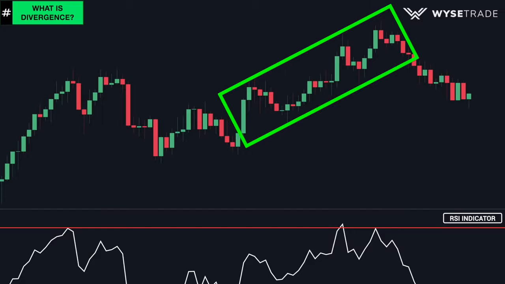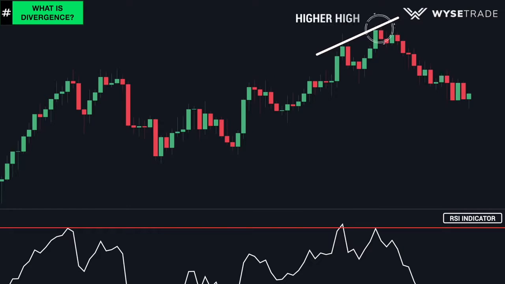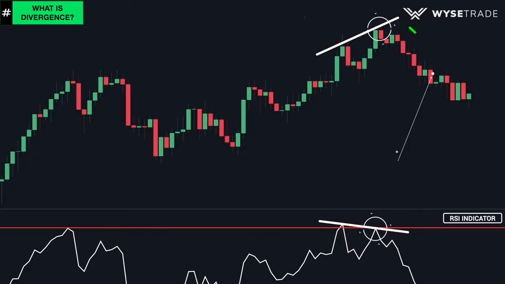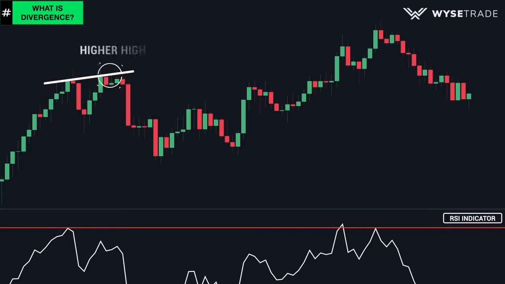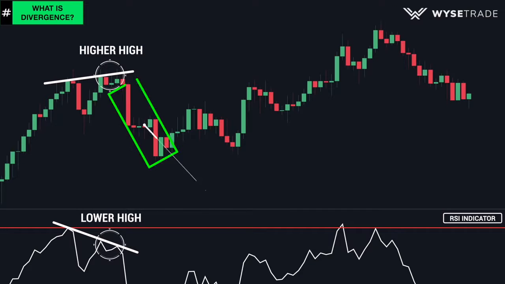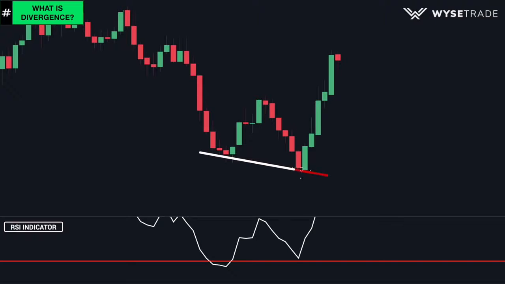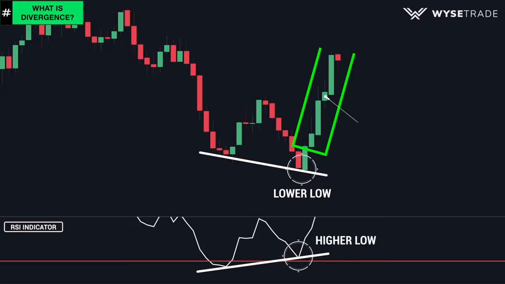So in this uptrend here, price made a higher high, but on the RSI, it made a lower high, which created a divergence and resulted in a reversal of price. Again to the left, price made a higher high, whereas the RSI made a lower high, which created a divergence and resulted in a reversal of price. So going in the opposite direction. In this downtrend, price made a lower low, whereas the RSI made a higher low, which created a divergence and resulted in a reversal of price.